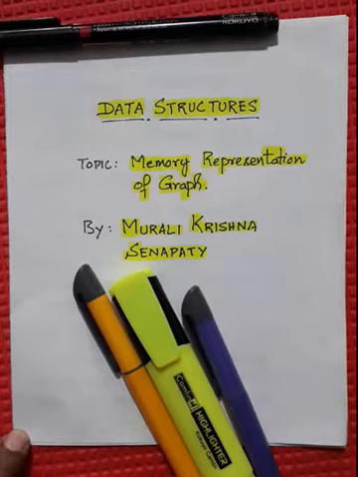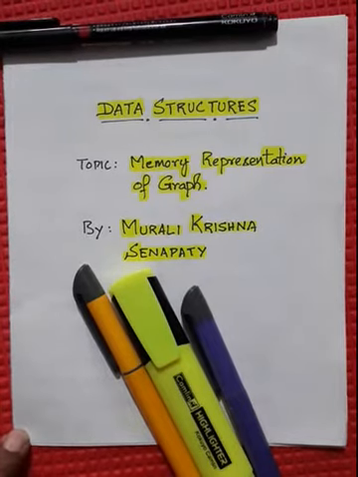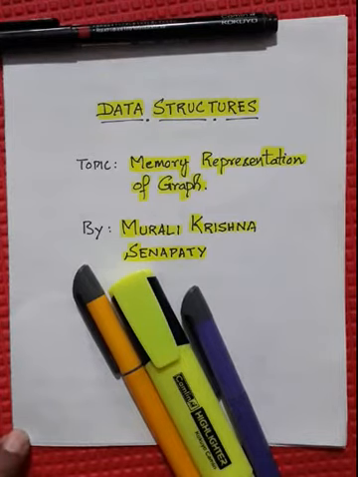The topic of discussion is data structures, on which memory representation of graph. Now we know what a graph is, right? A graph is a collection of nodes and edges connected either randomly or in any manner. When we want to store a graph into memory, there are two ways: one is a matrix, another is a linked concept. Let us go through that in brief.